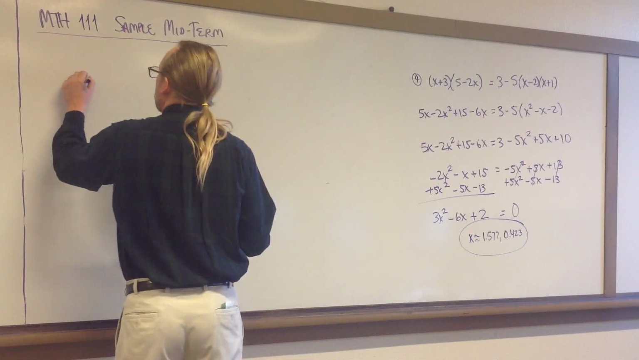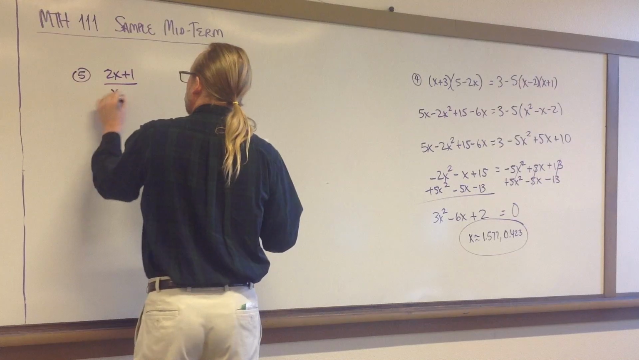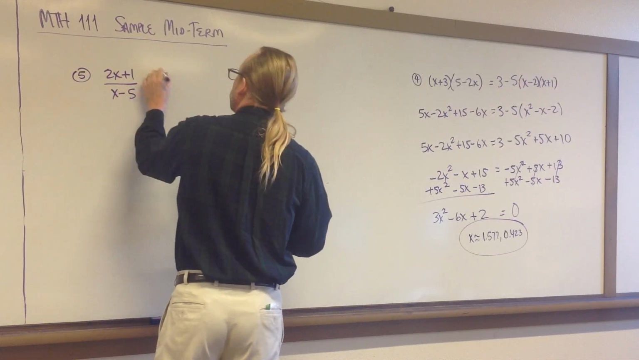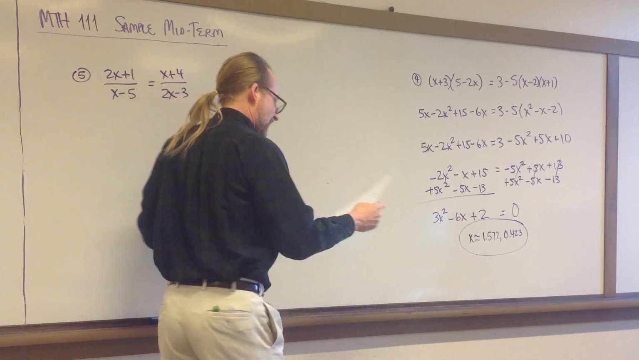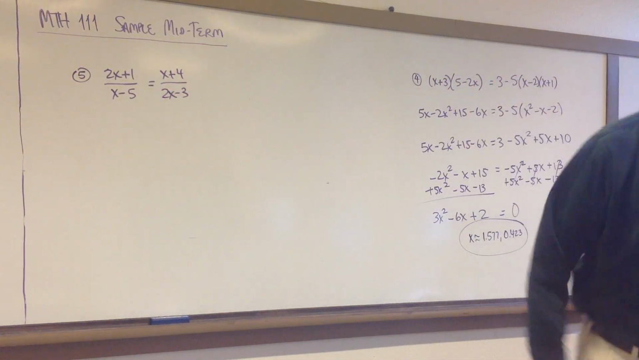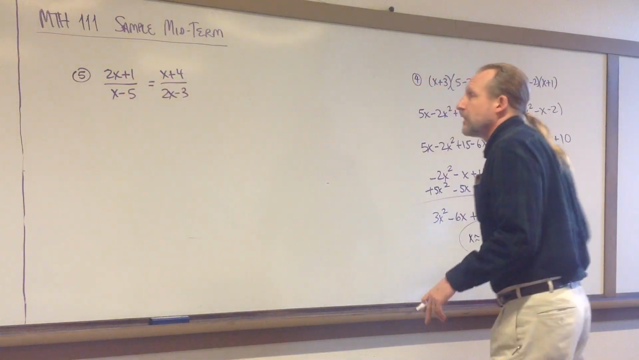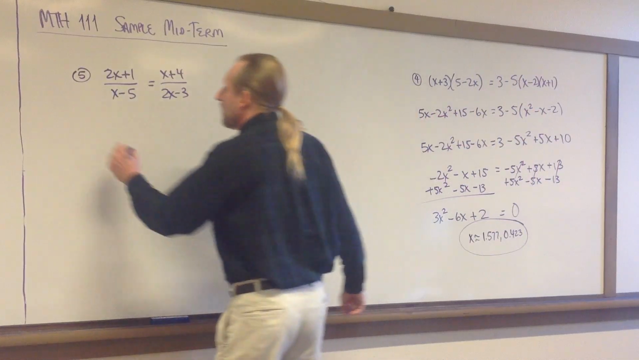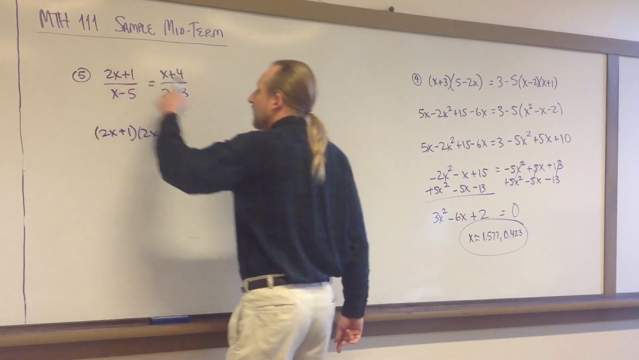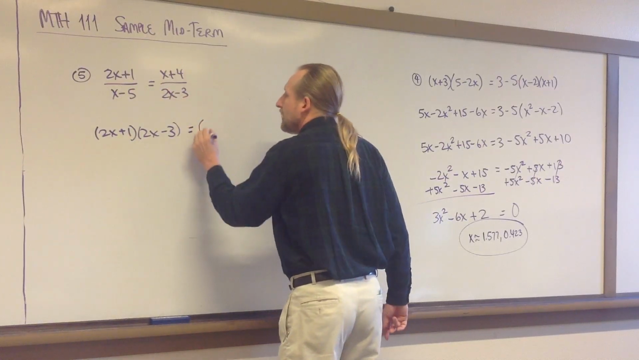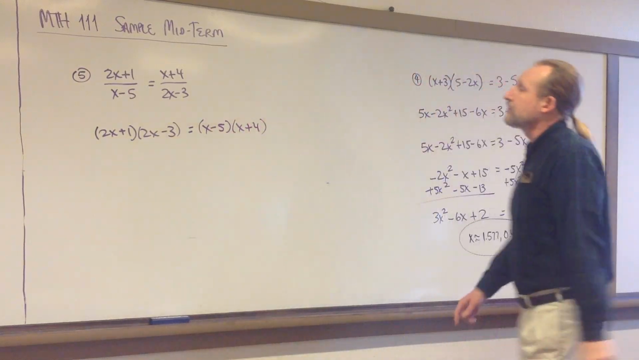So problem 5, we've got (2x plus 1) over (x minus 5) equals (x plus 4) over (2x minus 3). Okay, so we've got this set up. We've just got a single fraction equal to a single fraction. And so if we cross multiply, the results should be equal. So (2x plus 1) times (2x minus 3) should be equal to (x minus 5) times (x plus 4).